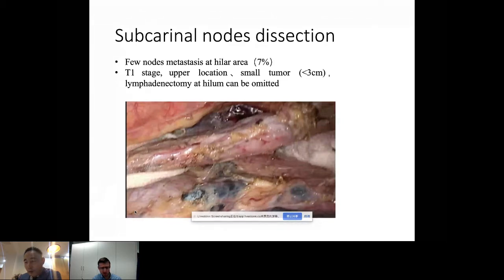Yes. No, in my center, usually I do it because we think we are the reference center, so we need to accumulate more data. But actually, I think for the T1 lesions, we needn't do subcutaneous lymph node dissection because there is very little lymph node metastasis. And the ICG study we performed also shows there's no lymph node connection between the esophagus system and the pulmonary system. Okay.